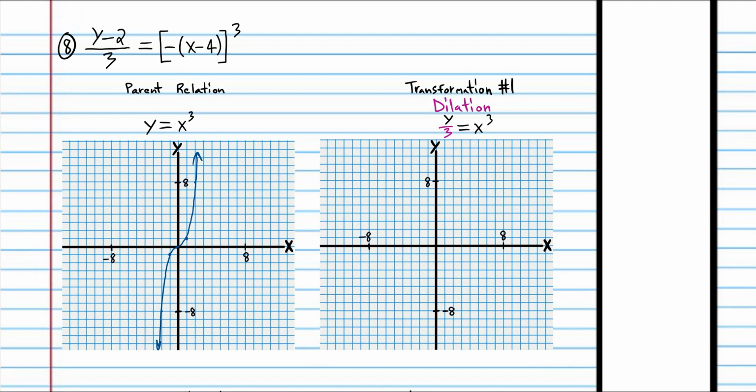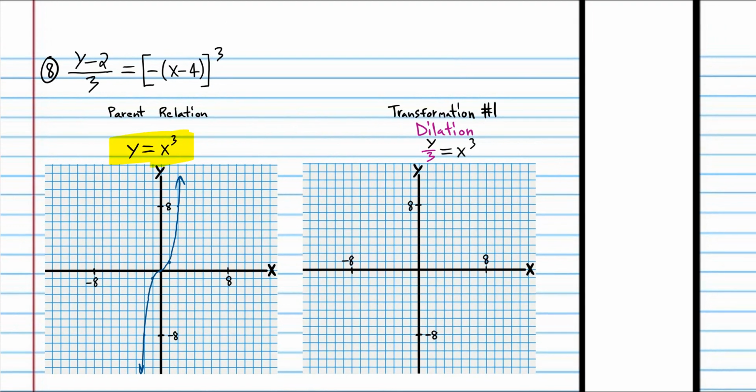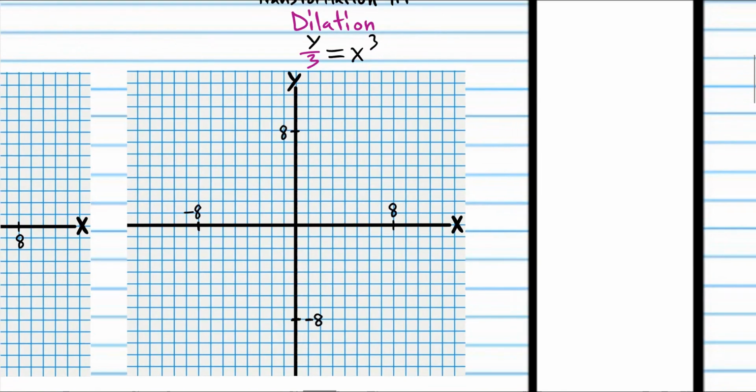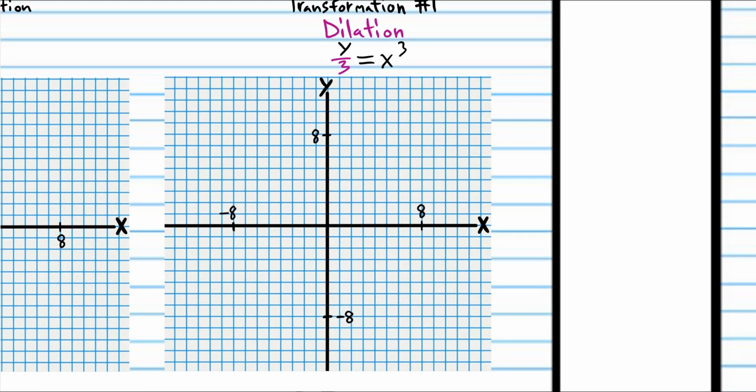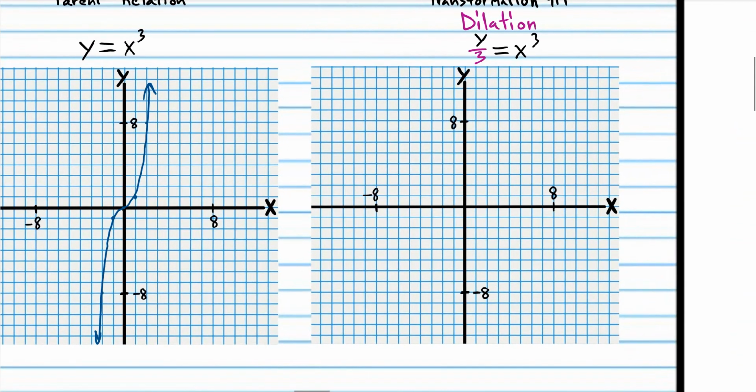And you see over here we're dividing by 3, so at some point we're going to need to divide by 3. So now we're going to rewrite the same equation that we have over here, except we're going to divide y by 3. And when you divide y by 3, you multiply the y values of the points in the previous graph by 3.